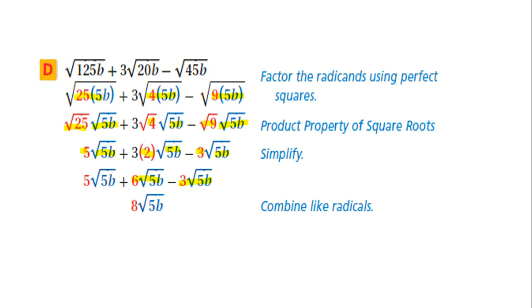As you can see, the three terms, the result here, all have the same root, which is root 5b, root 5b, root 5b. So we can add and subtract the coefficients. So 5 plus 6 is 11, minus 3 is 8, and we write the radical as it is. This is the simplified one.